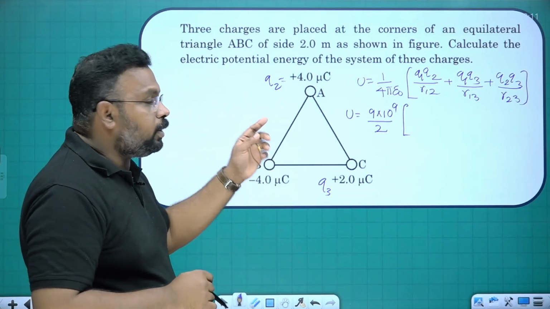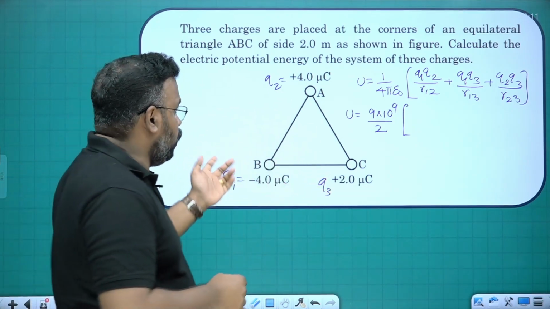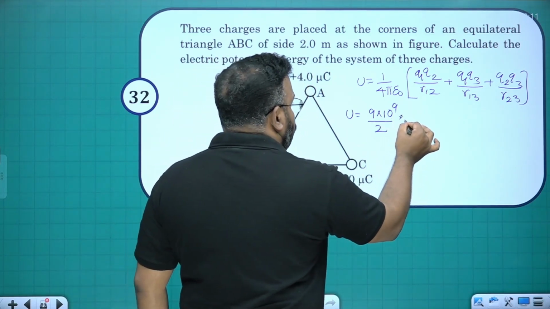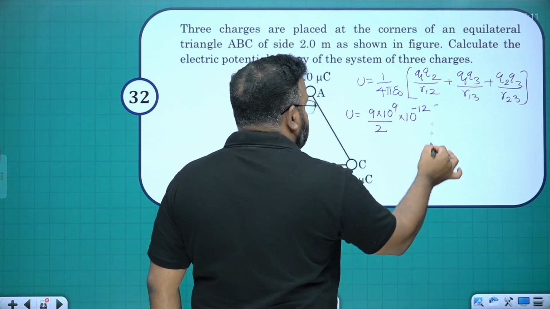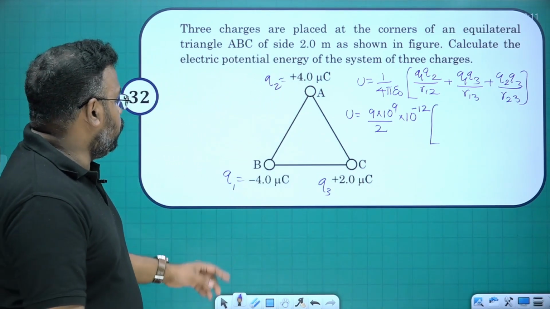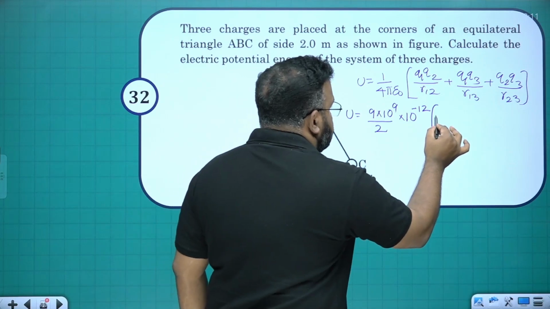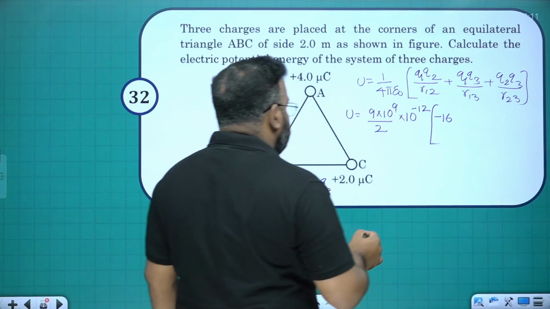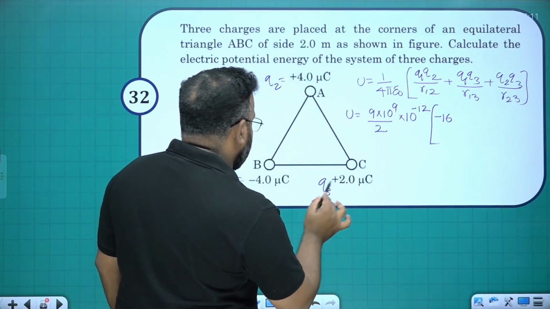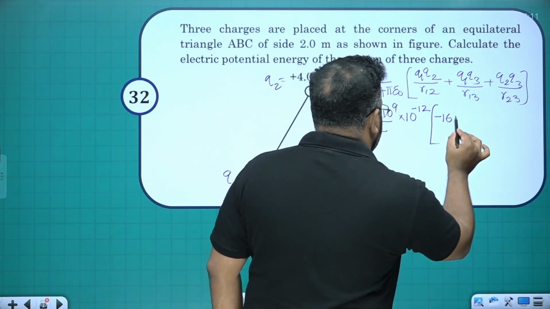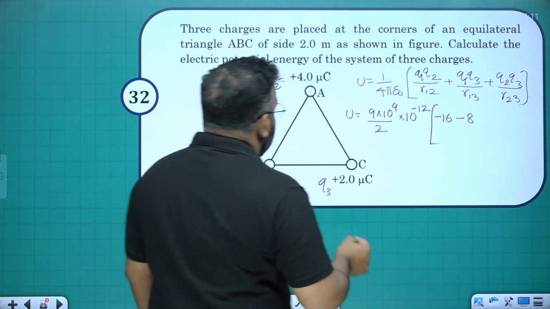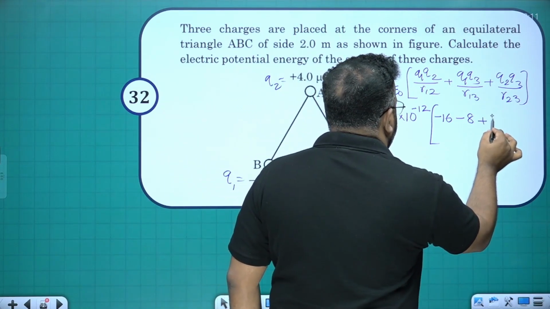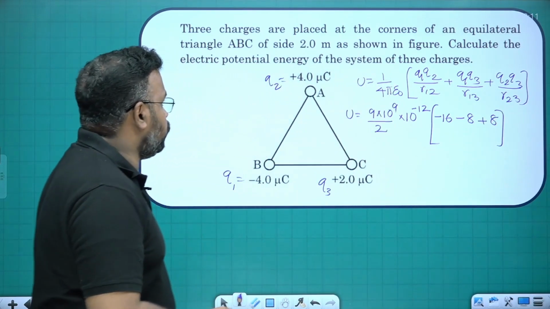So when you're taking the product, it will be 10 power minus 12. That also I am going to take it out. Q1 into Q2, all are micro, so it will be 10 power minus 12. So we just need to multiply the numbers. Q1 into Q2: minus 4 into 4, minus 16. Then Q1 into Q3: minus 4 into plus 2, it will be minus 8. Finally, 4 into 2, it will be plus 8. Everything clear now?